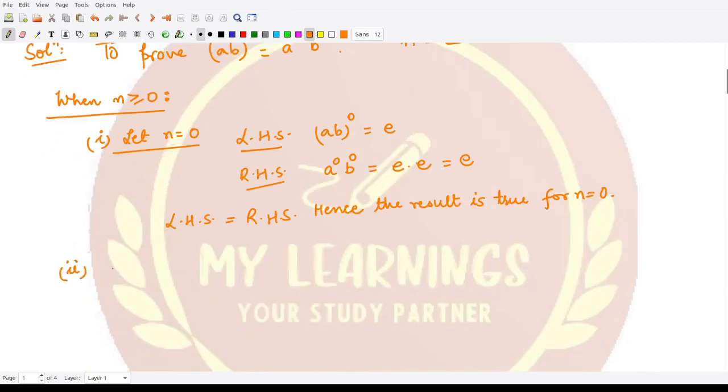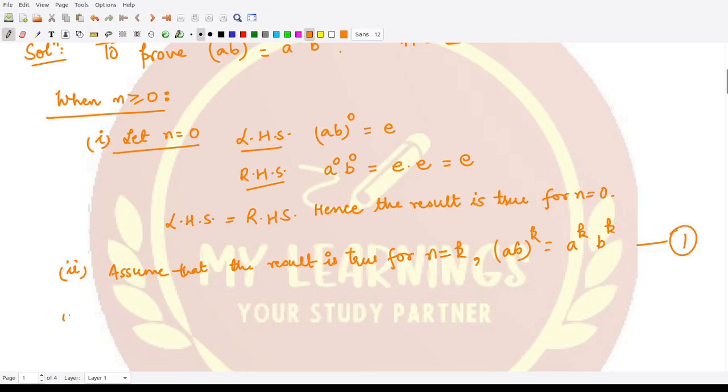In the second part, we assume that the result is true for n is equal to k. If that is so, then we would have (ab)^k equal to a^k and b^k. Let's mark this as equation 1.